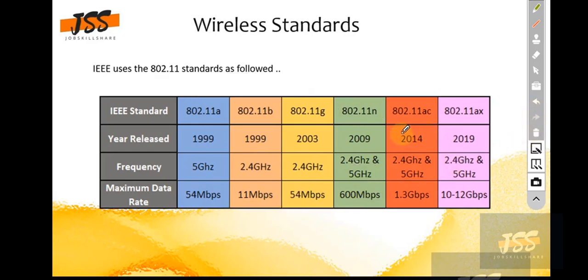Then the time moved on, and the engineers came up with another standard, which is 11ac, with 1.3 gigabits per second and 10 to 12 gigabits per second, which is in year 2019. So this is the latest one. You have to remember these standards and the frequencies and the maximum data rate, because these are very common interview questions, by the way.